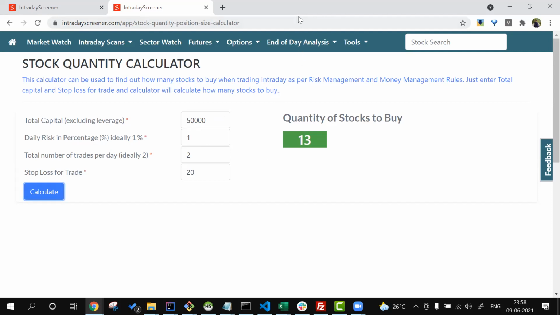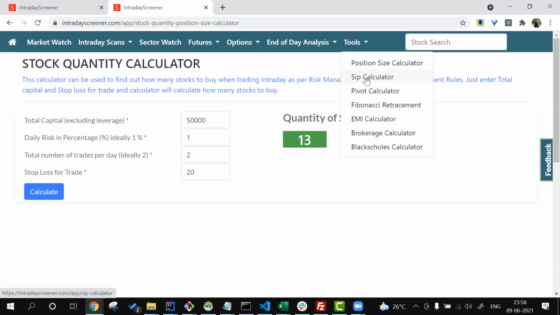Once you select this, you fix the capital, daily risk and total number of trades. Don't touch it again. For example, here you have taken 2 trades. For the first trade you put the stop loss and you get the quantity. For the second trade you put the stop loss and you get the second trade's quantity. So this is basically a position size calculator.